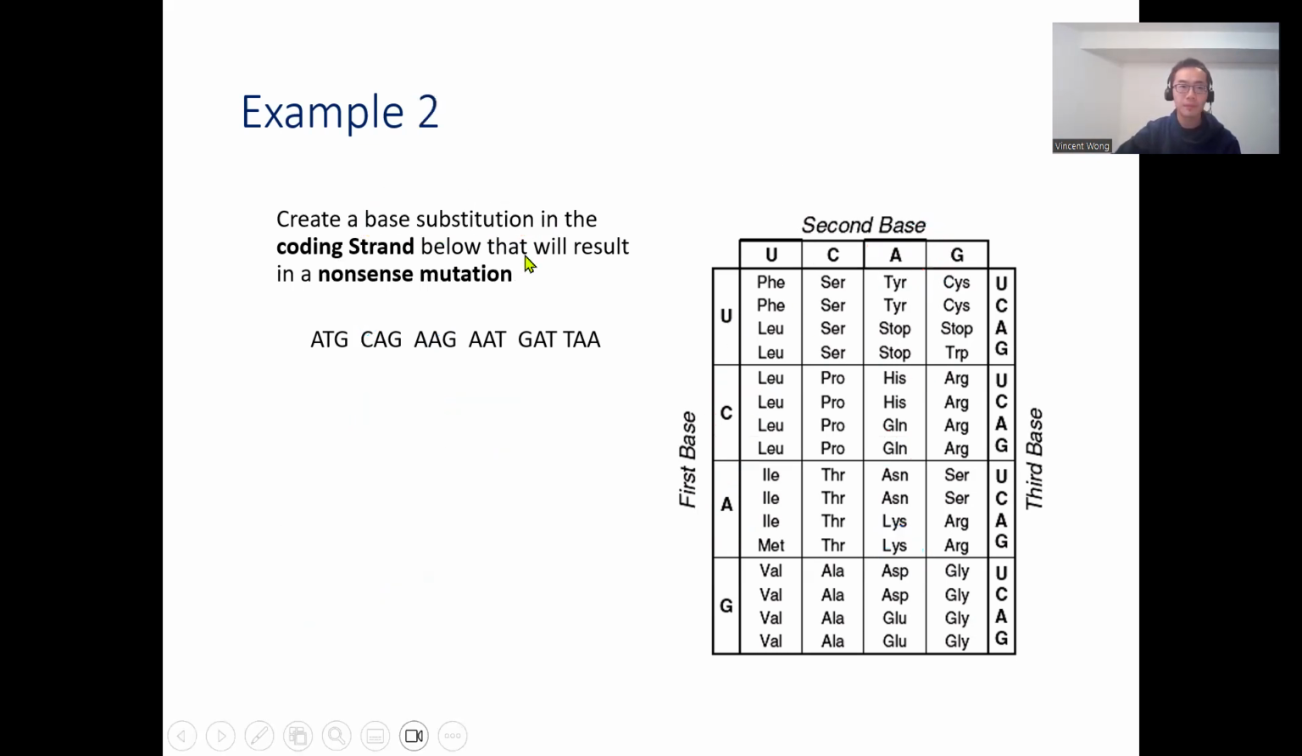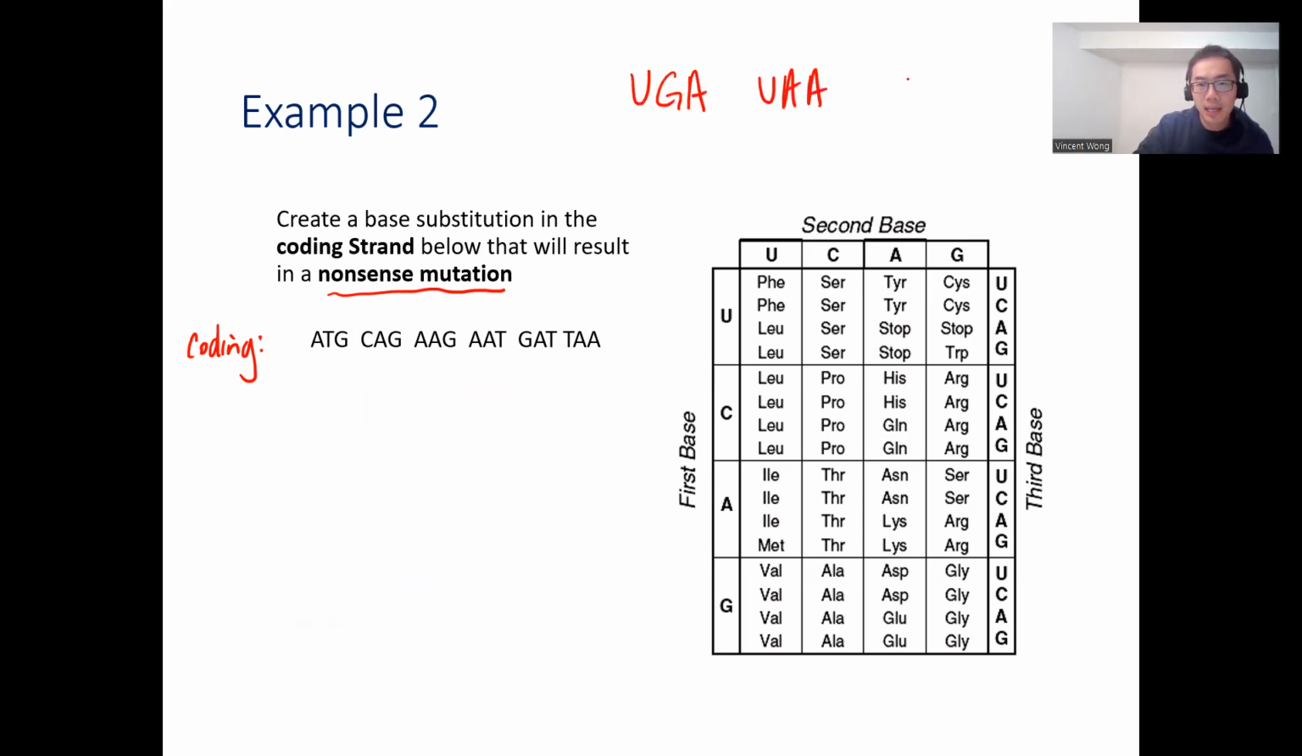Let's do one more. Create a base substitution in the coding strand that will result in a nonsense mutation. So nonsense, that means we need to have UGA, UAA, and UAG. You have to create one of these. So this is a little bit limited. You cannot do it anywhere. You have to find the right place for it.